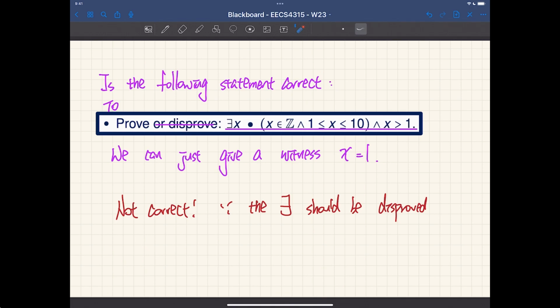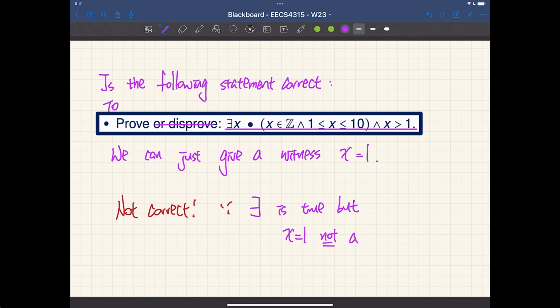Not correct, because the existential quantification is true, but x equals 1 is not a valid witness. Because if you try this one here, y larger than 1 for this part here is equivalent to false. So it's not good. Okay, just an aside.